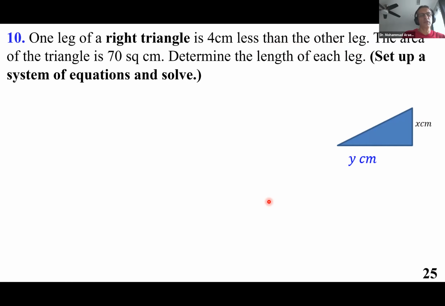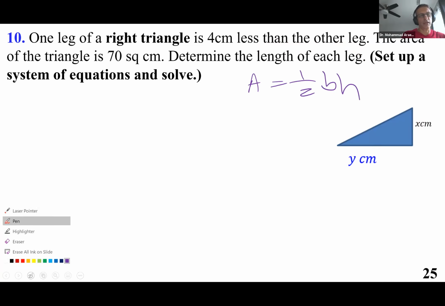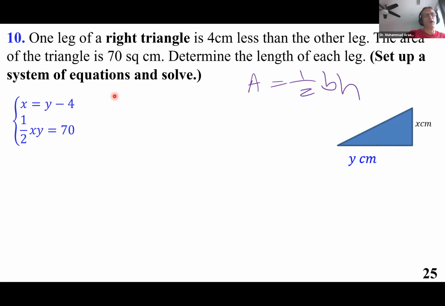And I hope you remember that the area is 1/2 base times the height, and the two legs are that. So x is y minus 4, and 1/2 base times the height: 1/2 x times y is 70. And as long as you have those two equations, you're practically done. To solve this, you change this to xy equals 140. In other words, you multiply by 2. It makes it easier that way.